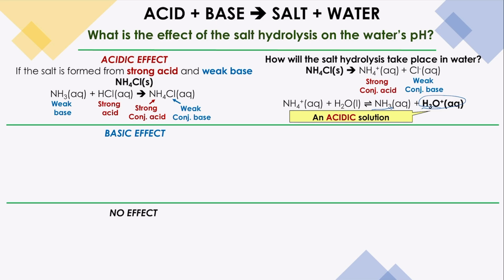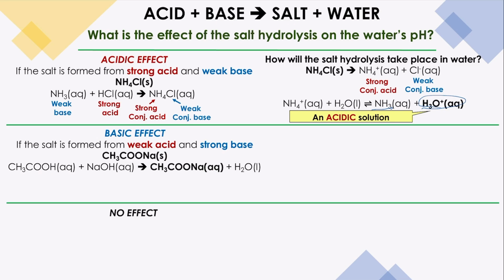The second scenario, the basic effect. If the salt that we have is coming from weak acid and strong base, it will make the solution basic. How will this happen? Let's check an example. We have CH3COONa. What are the acid and the base that made this salt? They are CH3COOH, which is a weak acid, and NaOH, which is a strong base.